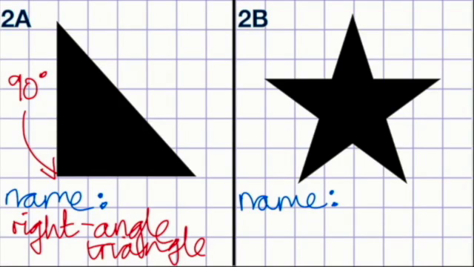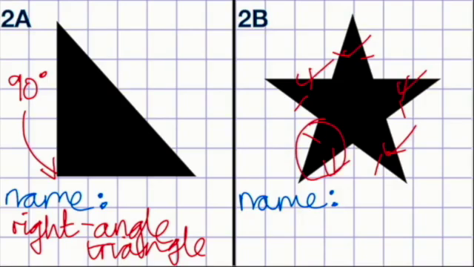Now, 1, 2, there's 2 sides there. So 1, 2, 3, 4, 5, 6, 7, 8, 9, 10. I could have also just gone, well, there's 2 there. 2, 4, 6, 8, 10. So there's 10 sides. So it is a decagon.